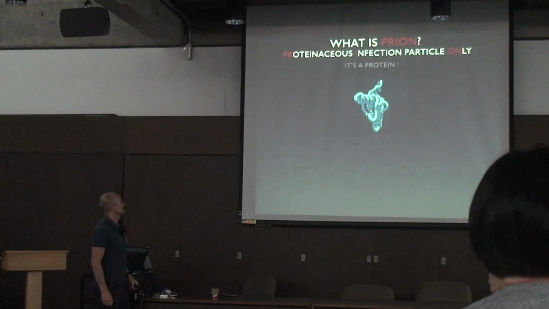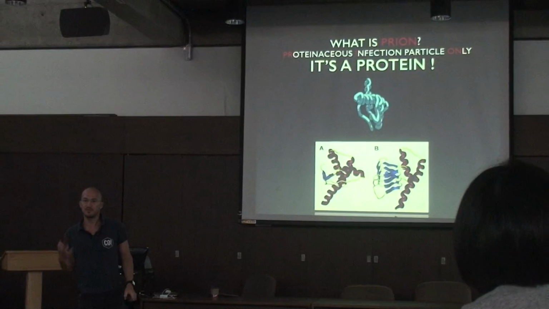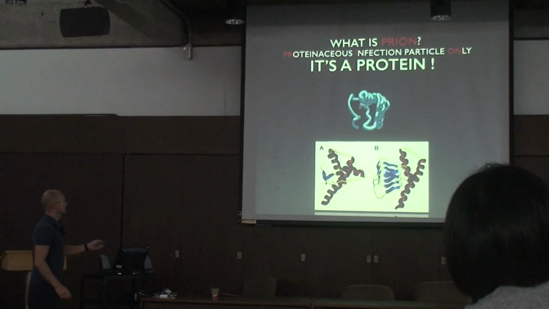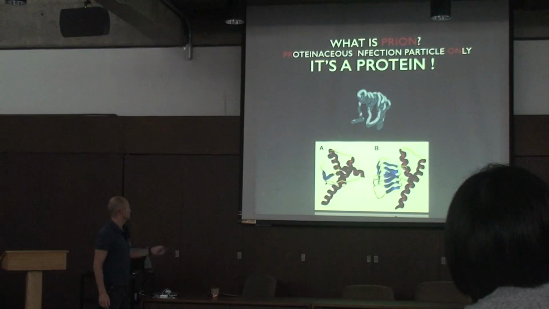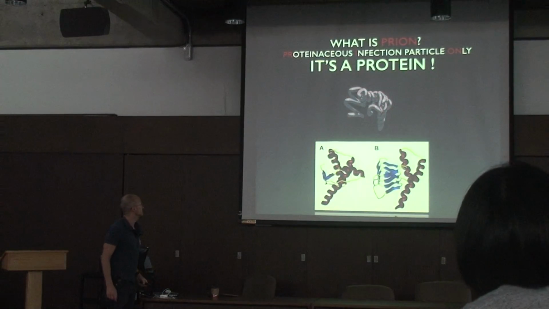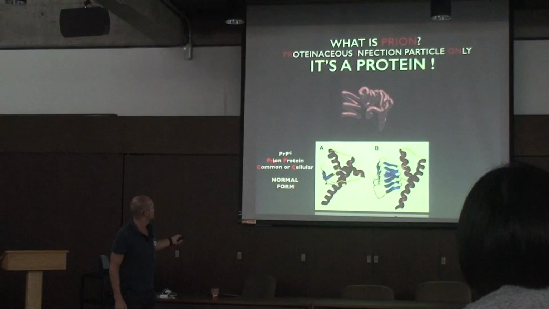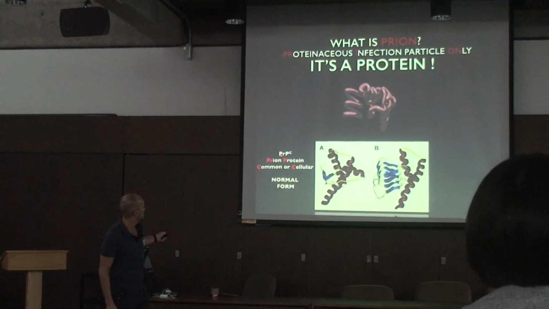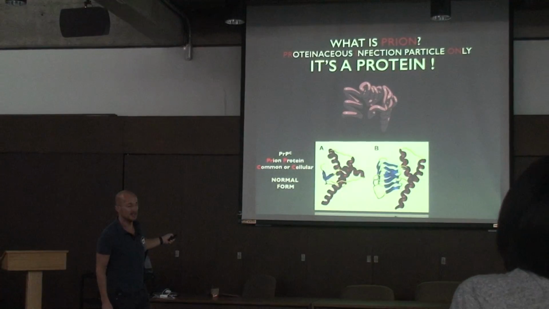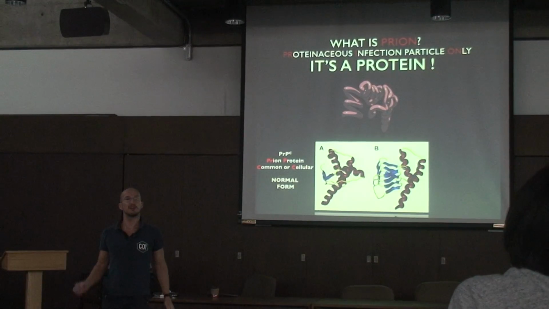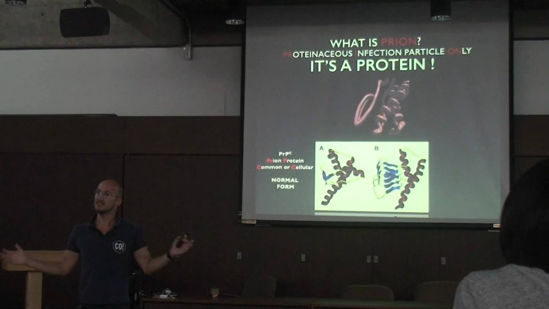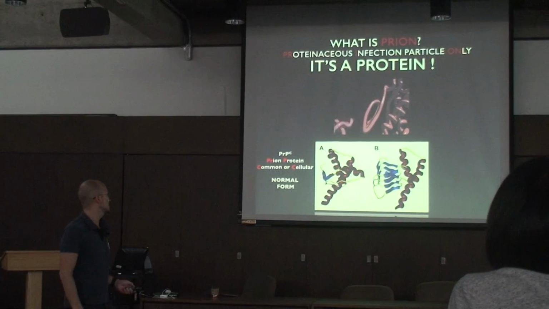So, going back to the question, what is prion? It's a protein. It's not a virus, it's not bacteria, it's just a protein. And in the normal form, on the left here, it's called prion protein common, or PrPC. So every time I talk about PrPC, it's the normal form that everyone here produces in the body.